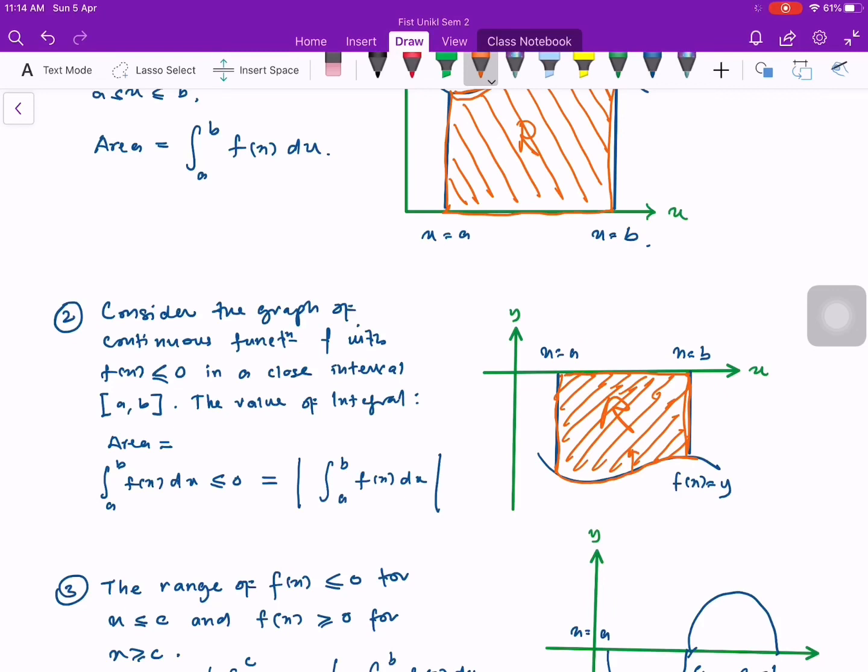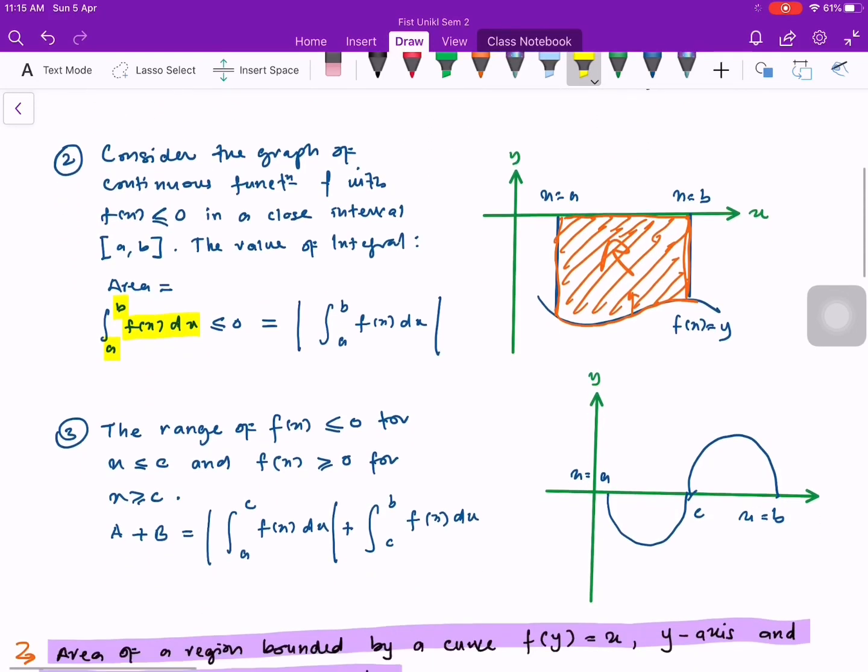Alright, but this time kita akan lakukan integration of the function f(x) with respect to x. Okay, kita akan lakukan f(x) dx, and we have a limit from A to B, but this time since the region is actually lying on the negative side, kita akan dapat nilai dia adalah negative. So since we are looking for area, kita akan letak absolute. So that means that we're just taking a positive value.